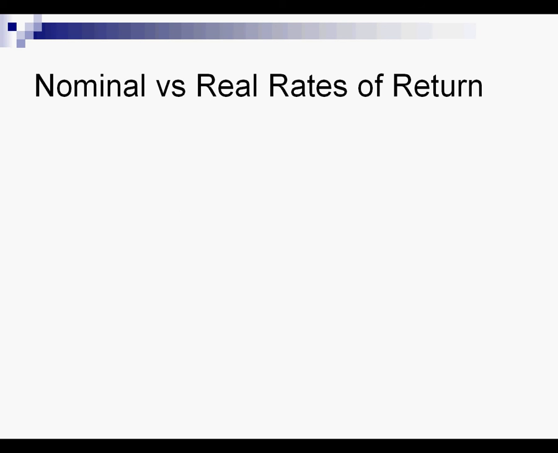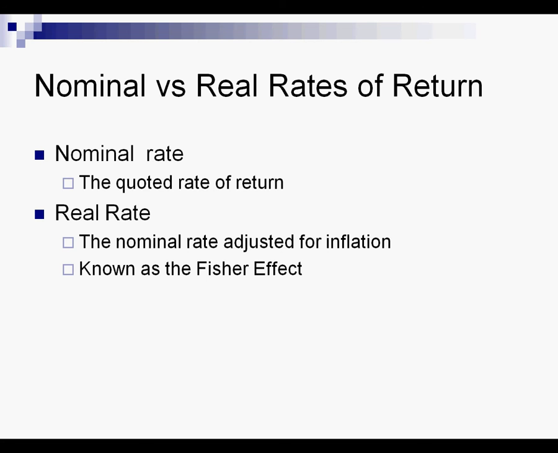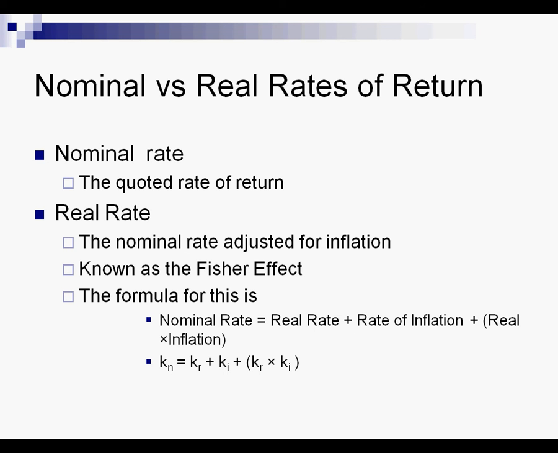Nominal versus real rates of return. We've talked about this before, but the nominal rate is the quoted rate of return, whereas the real rate is the nominal rate adjusted for inflation. We're going to use a formula that is different than the one in the book because we're going to include what is called the Fisher effect. The nominal rate of return equals the real rate plus the rate of inflation plus a factor of real times inflation rate. We'll be going over that extensively in class, so you just need to understand the concept, and then you'll be able to practice calculating the nominal versus real rates of return when we get together in class on Thursday.